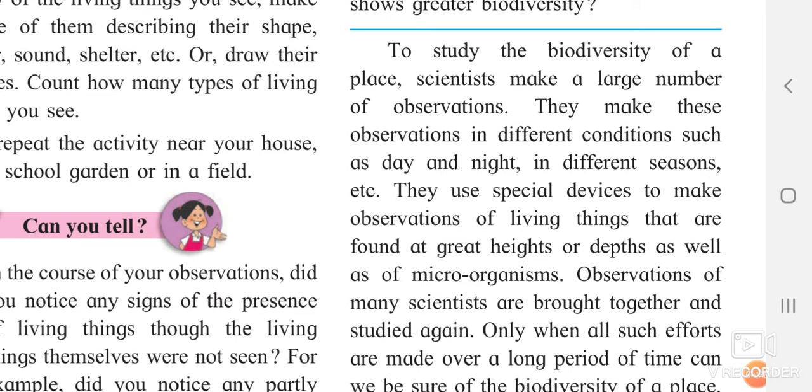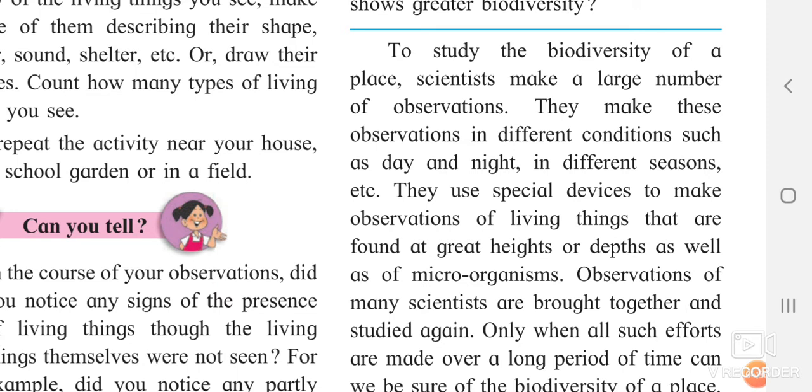Yes, they use a certain type of instrument or device which will be useful for them for doing these observations. Observations of many scientists are brought together and studied again. All these scientists come together and discuss their observations, and a particular study is presented in front of us.